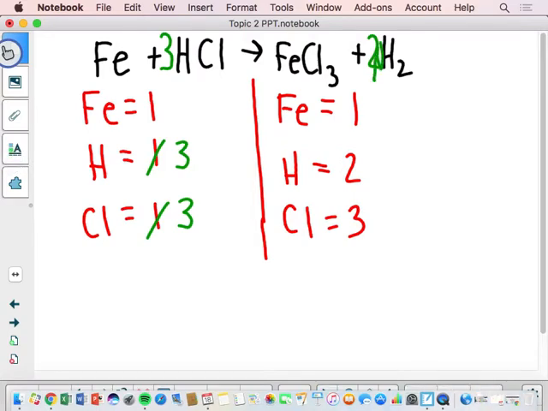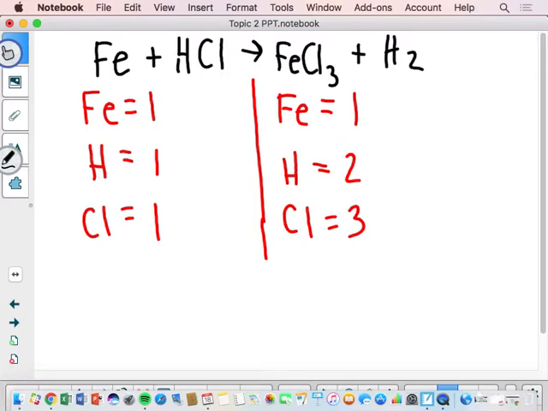What the heck? They must have put down... Wait, this was H2? Alright, I'm going to start over. This isn't very precise. Alright, so we can't put 3 there, because if we do, then it'll mess up our H's.